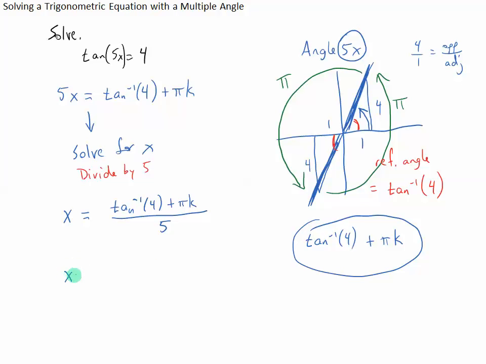Now, a more beneficial way to write this perhaps would be 1/5 tan inverse of 4 plus pi k over 5. So basically you're going to have this, and you're going to add integer multiples of pi over 5. So 1 pi over 5, 2 pi over 5, 3 pi over 5, and you could add the negative ones also, negative 1 pi over 5, negative 2 pi over 5, etc. And those will be specific solutions to this equation. But that's what x equals.